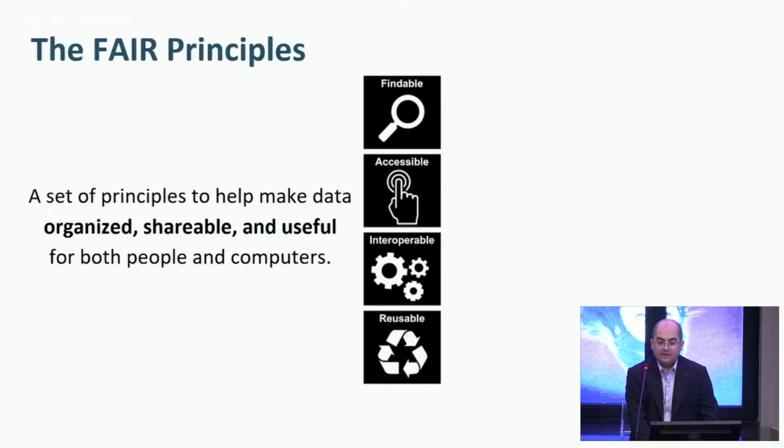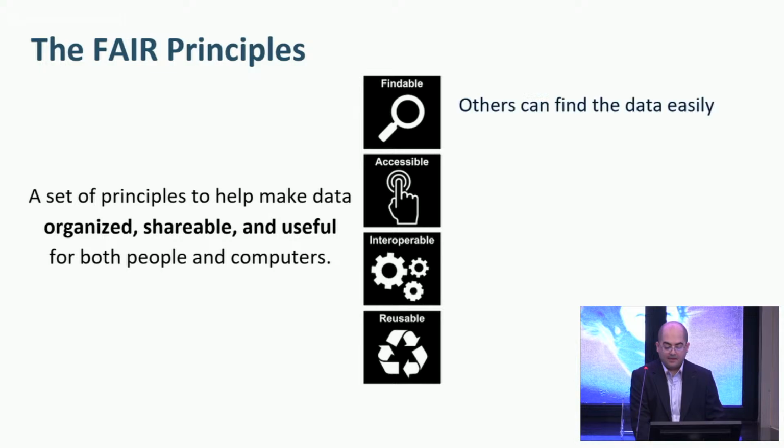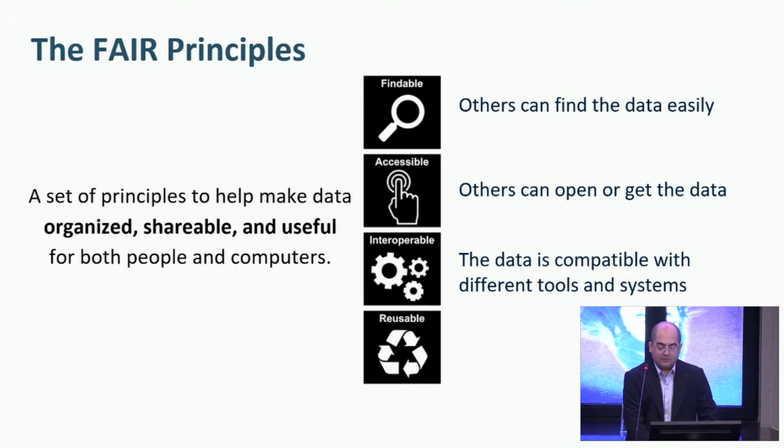The FAIR principles are a set of principles to help make the data organized, shareable, and useful, maximizing the value of the data for both people and computers. It's an acronym of 4 words: findable, accessible, interoperable, and reusable. Findable simply means others can find the data easily. Accessible, others can open the data, access it, or get it. Interoperable, the data is compatible with different tools and systems and other data. And reusable, where others can use the data and build on it.